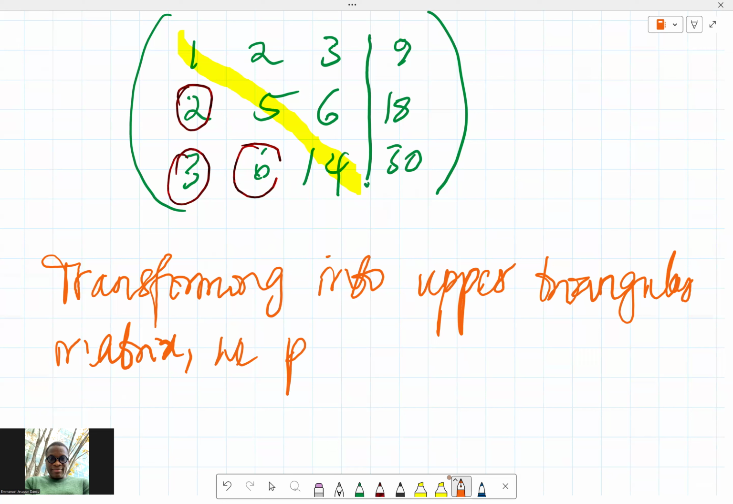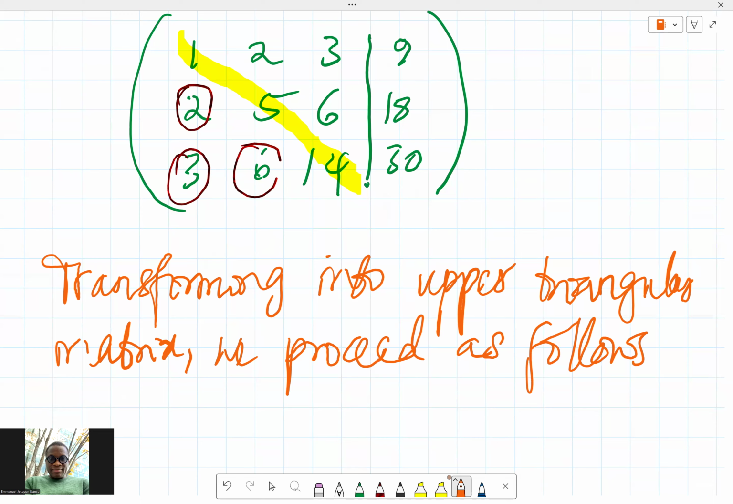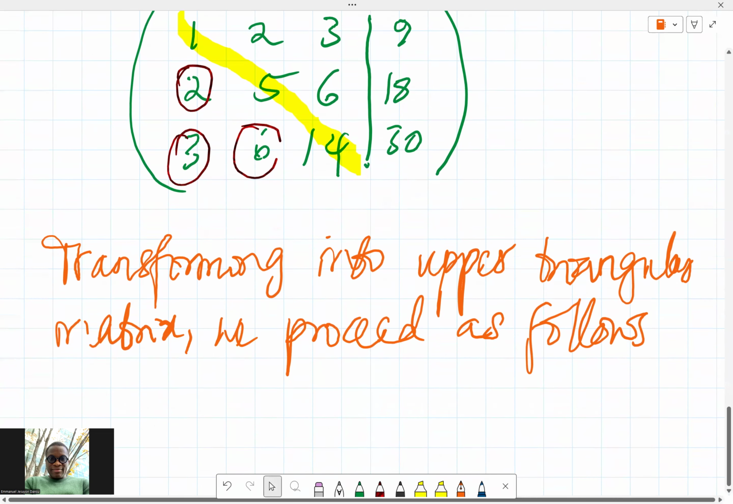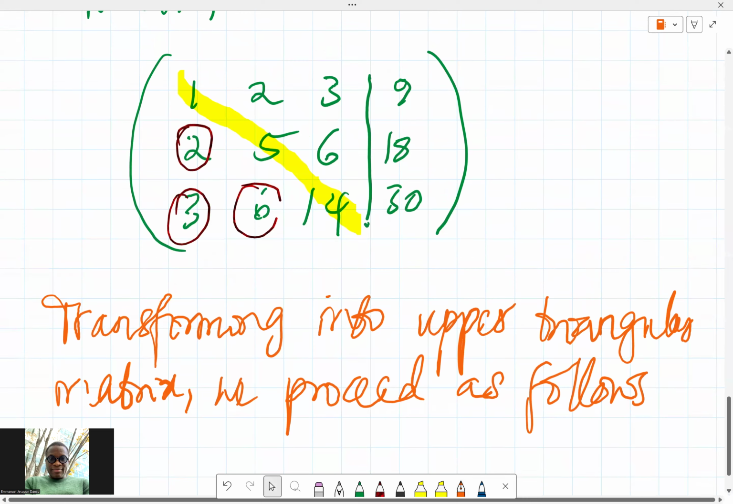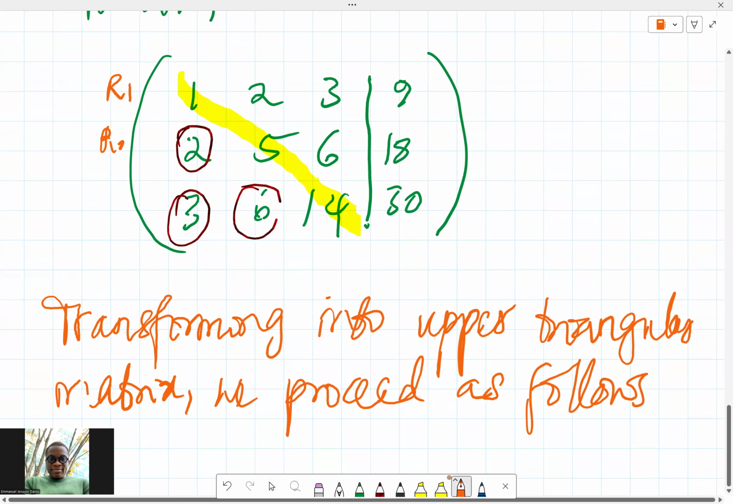We proceed as follows. Of course, we can see this is row 1, row 2, and row 3. So work with the rows like that. The goal is to make row 2, column 1, row 3, column 1, and row 3, column 2 into zeros so that we can now find the result for X, Y, and Z. So that's the goal right here.